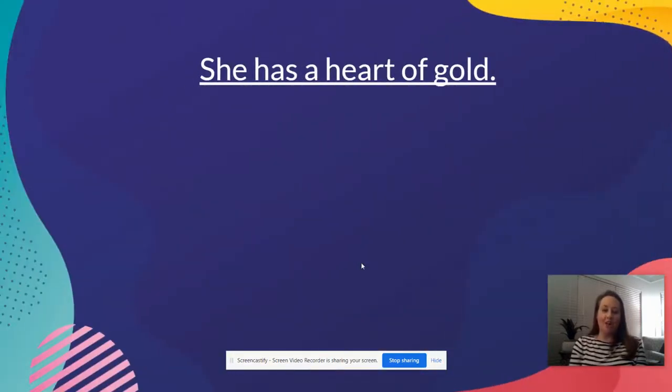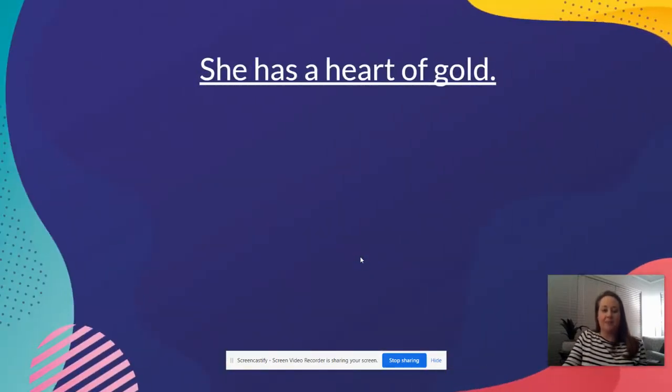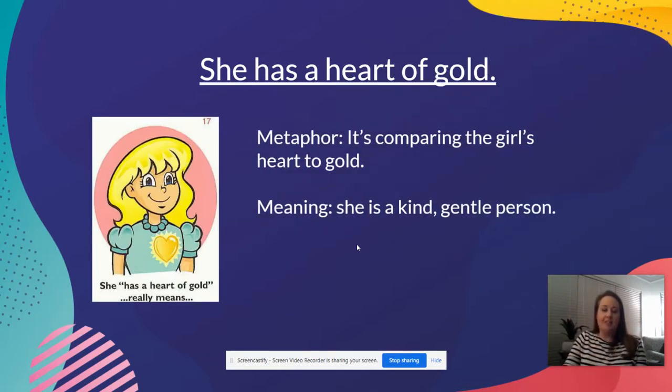She has a heart of gold. Okay, so when we think about this, we're looking at the girl with the heart of gold. So this is a metaphor. We're comparing the girl's heart to gold, meaning she's just a really kind and gentle person.